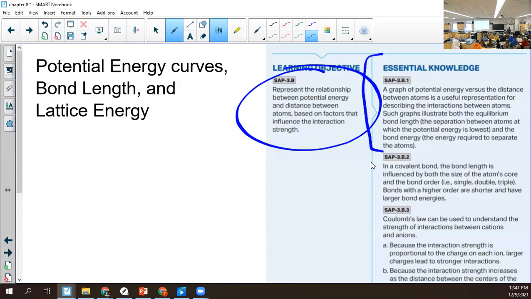The essential knowledge here, and don't worry about all these words. It says a graph of potential energy versus the distance between atoms is a useful representation of describing the interactions between atoms. Such graphs illustrate both the equilibrium bond length, meaning the separation between the two atoms at which potential energy is the lowest, and the bond energy, the energy required to separate the atoms. It's not bad. Here we go.